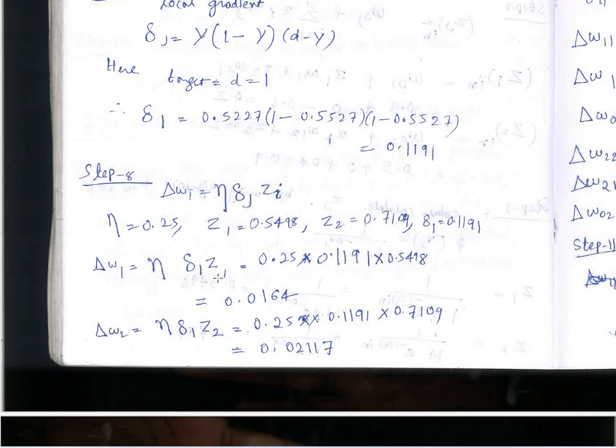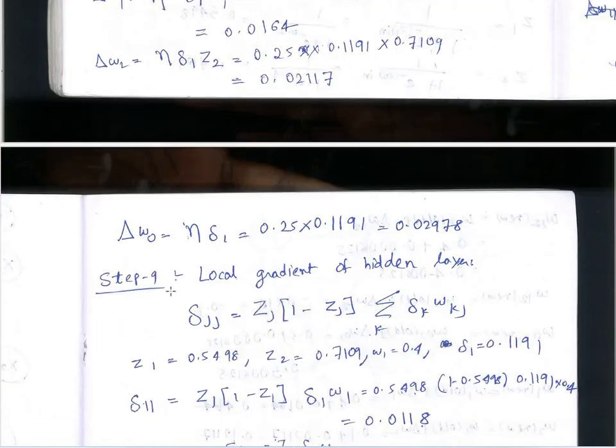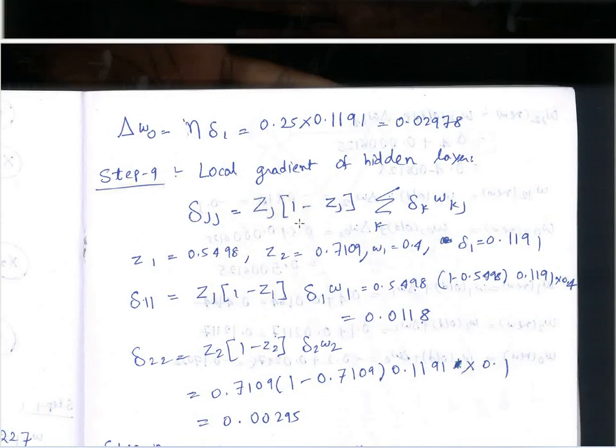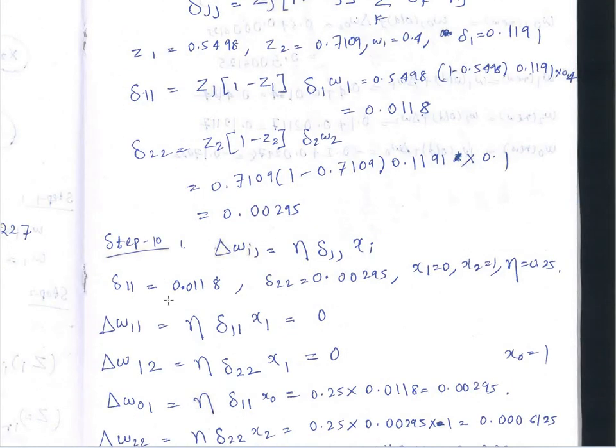Find the change in weights. Del wij is equal to eta del j zi, where del 1 is multiplied by Z1. So we find del W1, del W2 and del W0. And then the local gradient of the hidden layer, del jj, is zj into 1 minus zj sigma k del k wkj. We have the Z1 value and Z2 value. So we find del 11 and del 22.